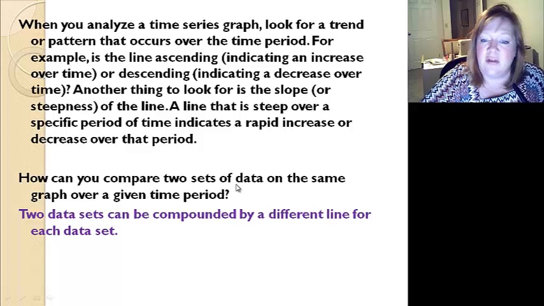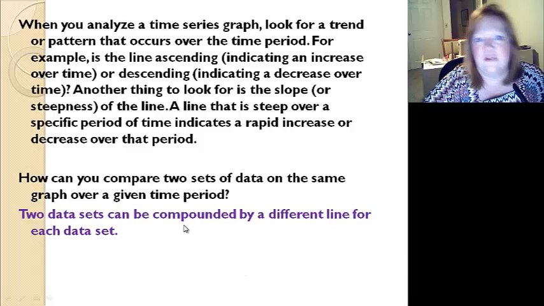How can you compare two sets of data on the same graph over a given time period? Well, that is kind of a neat thing. You can do two data sets, a different line for each data set. So two data sets can be compared by using a different line for each data set. And you'll see, they usually do it by year, with the months of the year at the bottom, and here's 2010's data, here's 2011 data, and you can see where the lines are.